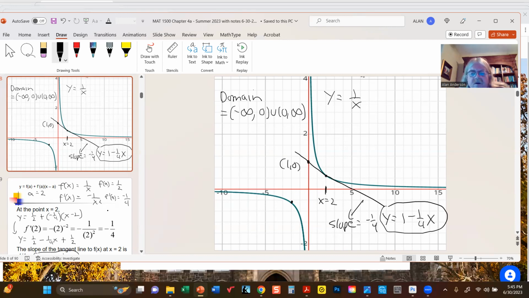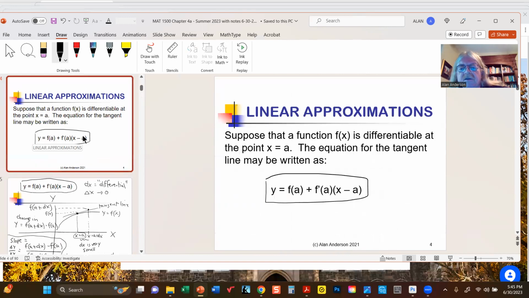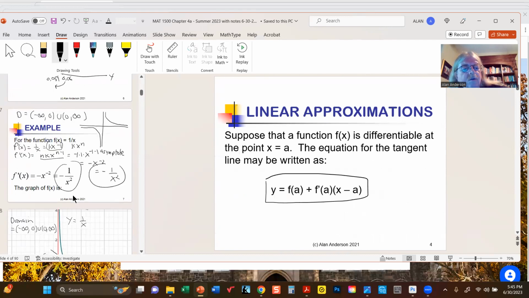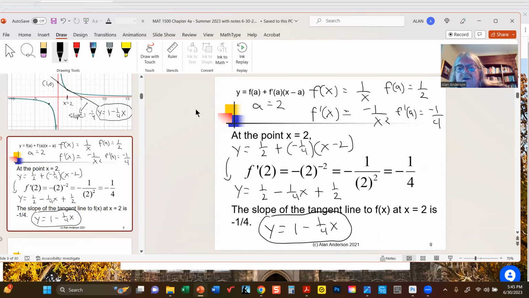So what we're aiming for is we're trying to ask ourselves, at the point x equals 2, what would be the equation of this tangent line? Not just the slope, but the equation. And so that's what this formula is for. Okay, so I showed it to you a minute ago. This linear approximation is the equation of a tangent line, written in a slightly unusual way. So what we're going to do here is use this information to come up with the exact equation.